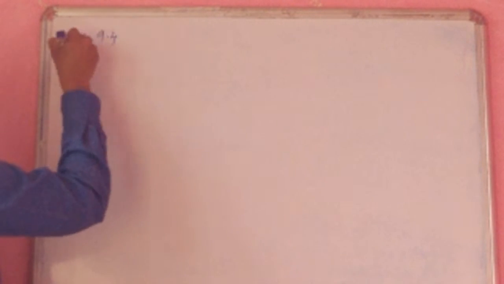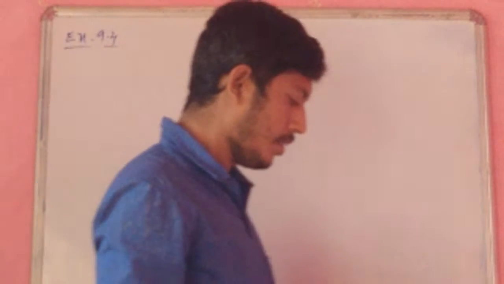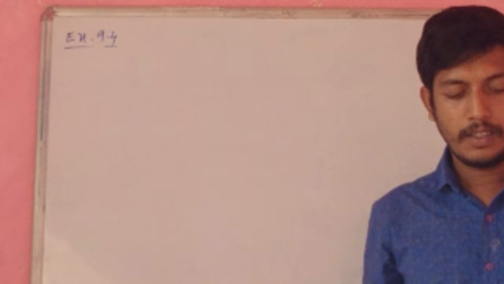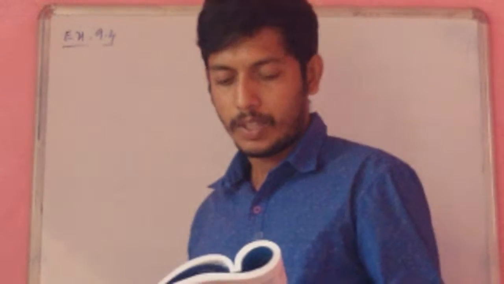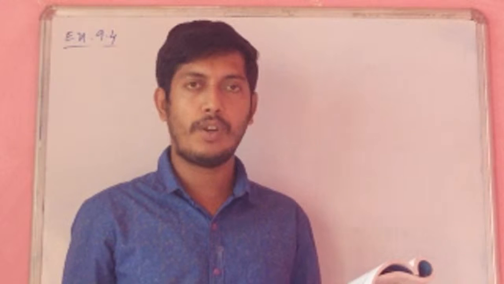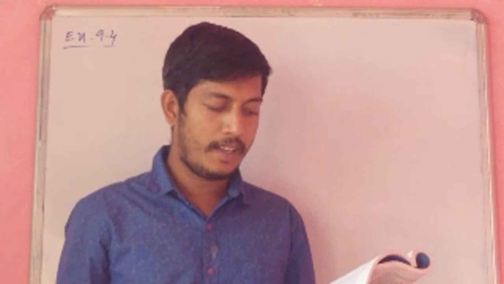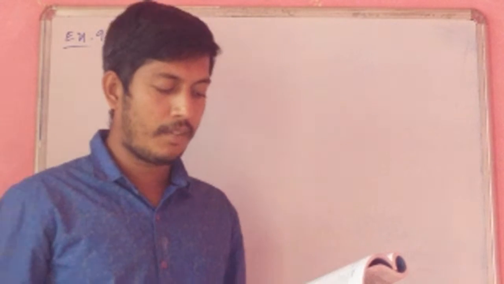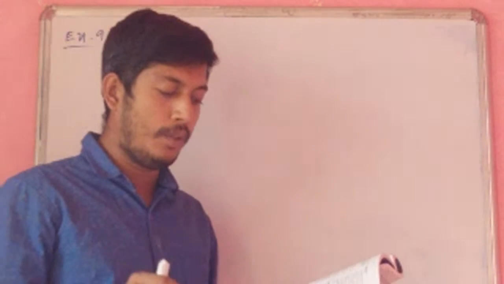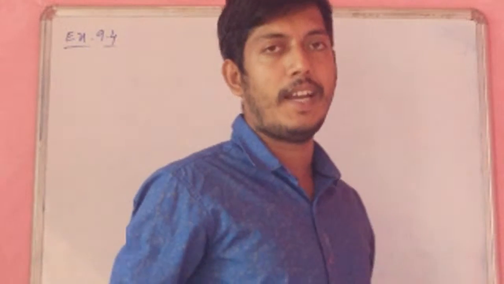Example 9.4. Just read the question. A force of 5 Newton gives a mass m1 an acceleration of 10 meter per second square, and a mass m2 an acceleration of 20 meter per second square. What acceleration would it give if both the masses were tied together?